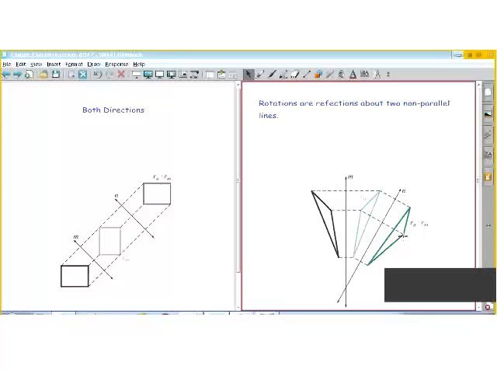Okay, so we're getting ready. So let's have everybody 2 people apart.